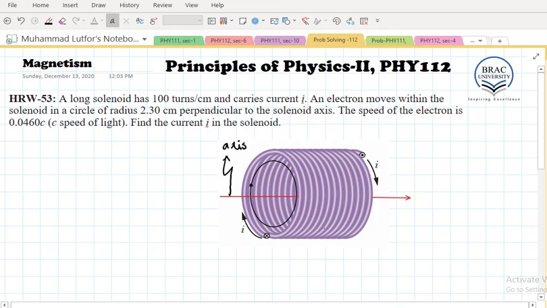Now the speed of this electron is 0.0460 c, where c is the speed of light. Now we have to find out the current in the solenoid, which is I.